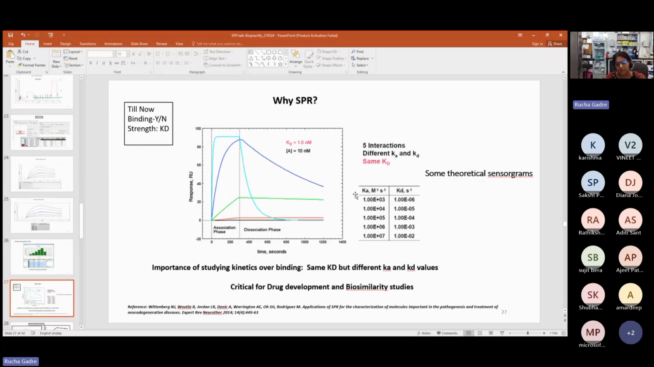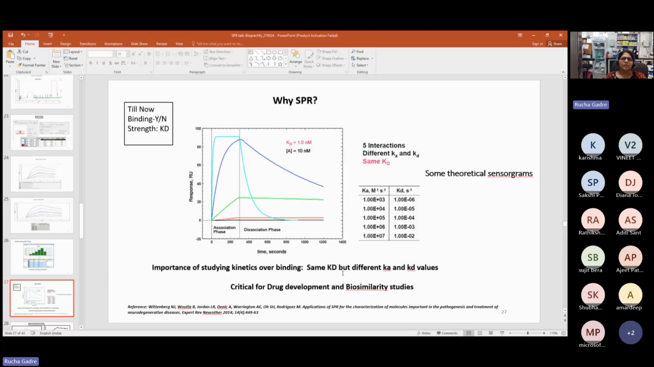So for example, when we are designing a drug molecule, you are having 10 active compounds. Out of them, 5 are giving you the same strength. Then how will you go further? For that, this information is very important, the rate of association and the rate of dissociation.